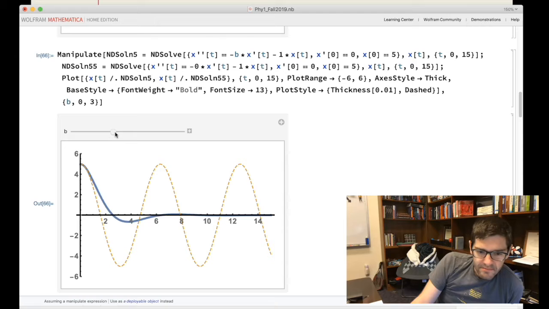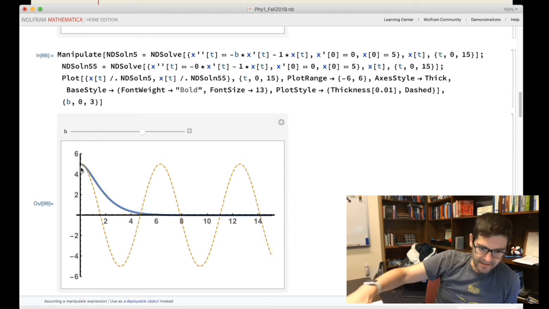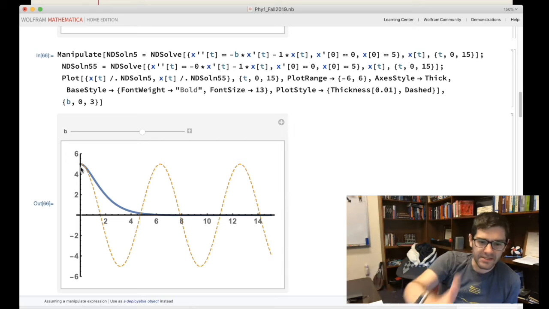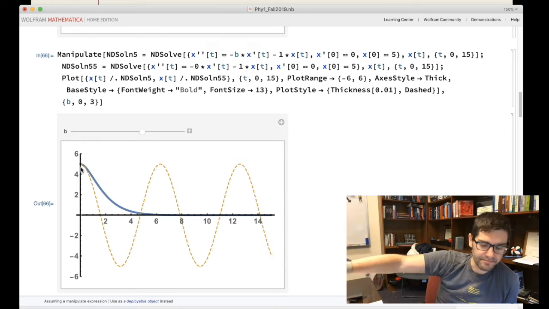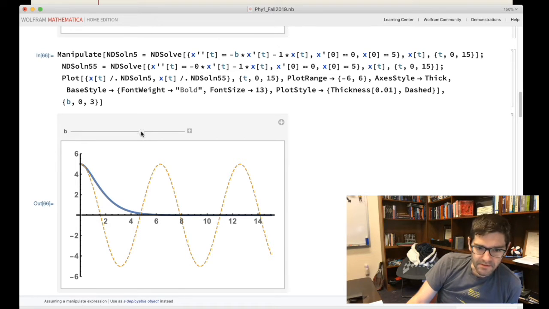There is a point right about here where the motion stops oscillating. Instead, it just plummets down to the origin, and that's it. When it was a little bit smaller, it overshot, in this case only once, and then came back up and then went to the origin. But there's some critical point where the oscillations do not ever occur.